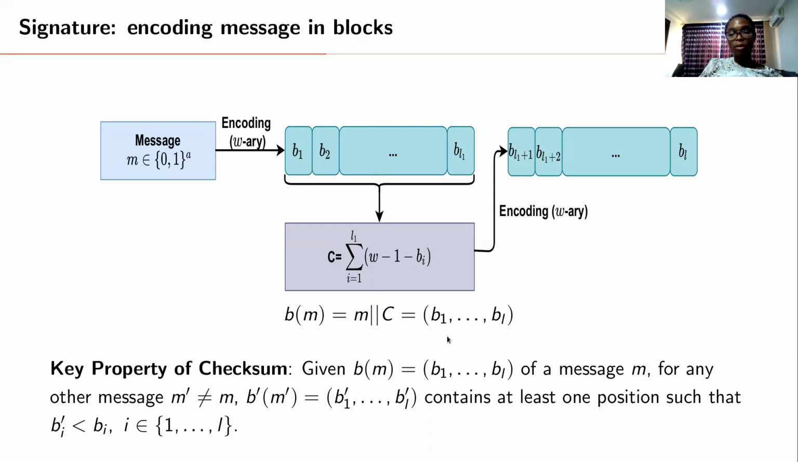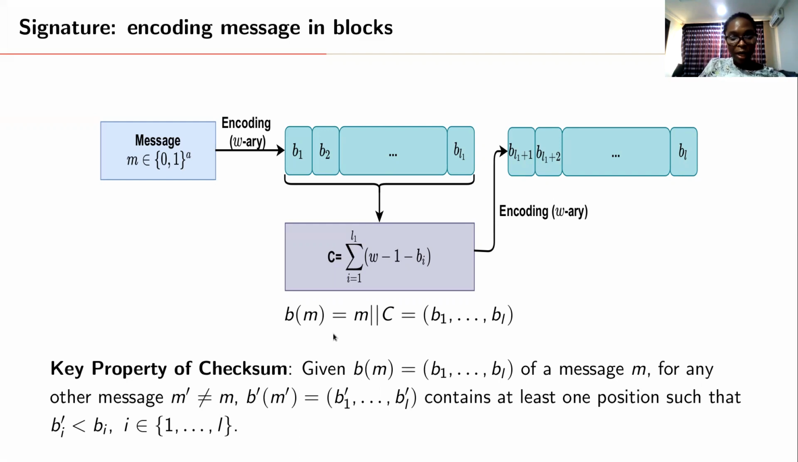The checksum has a nice property: the blocks of a message are unique, in the sense that if you compute the blocks of one message M, and then take any other message M prime and compute its blocks, you will find at least one position where one of those blocks is smaller than the corresponding block of the original message.